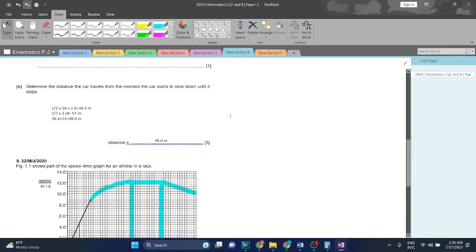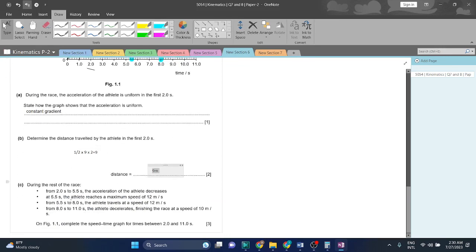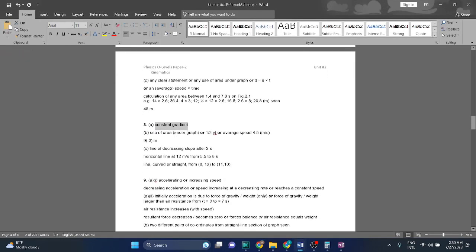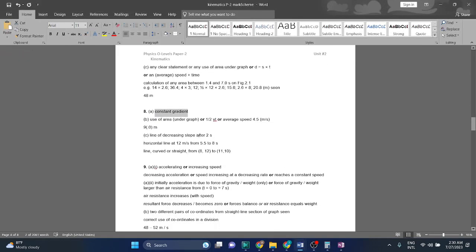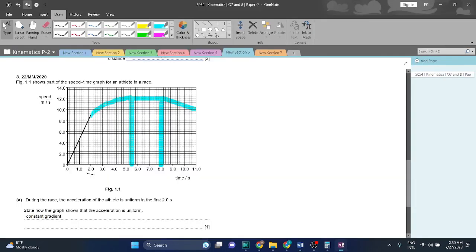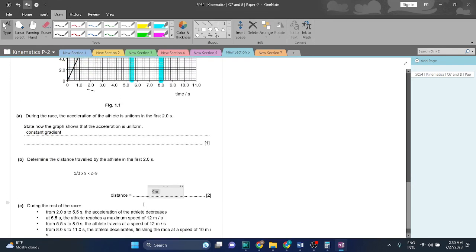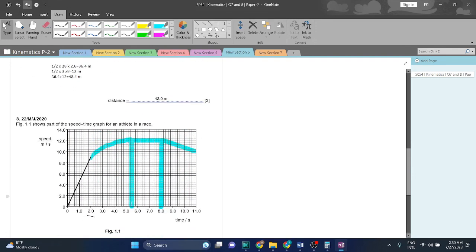The paper is pretty long, so you guys have time. From 2 to 5.5 the acceleration of the athlete decreases, so there is a जो curved path है. Let's see if that is correct. Decreasing slope after 2 seconds, which is correct. उसके बाद the athlete reaches maximum speed of 12 meters per second from 5.5 seconds.